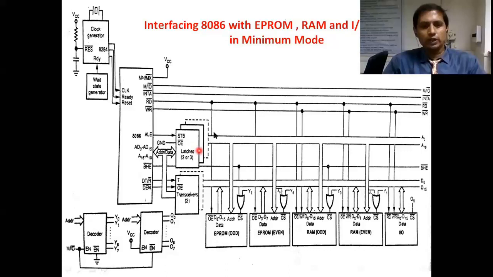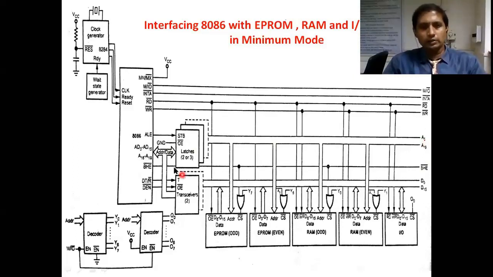So with the help of three latches, what happens? We get the multiplexed address and data lines separated into pure data lines and pure address lines. A16/S3 to A19/S6 are also converted into pure address lines. How many address lines appear? 16 here, 4 here, total 20. So starting from A0 to A19, a total of 20 address lines appear.